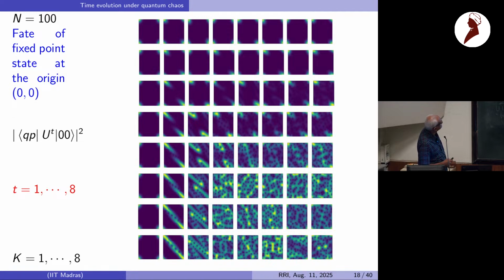So this one is for n equals 100. We are starting from the fixed point state at the origin. Remember that the fixed point is a fixed point classically. So this is still going on Baker's map. No, no, this is the standard map. So that U operator, this U is the standard map.